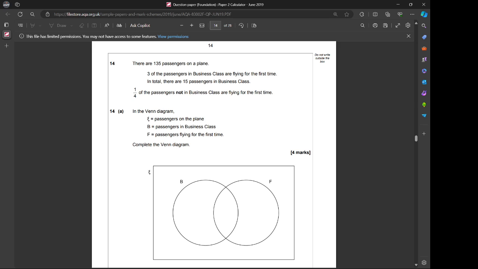It says there are 135 passengers on a plane. 3 of the passengers in business class are flying for the first time. In total, there are 15 passengers flying in business class. 1/4 of the passengers not in business class are flying for the first time. 14A, in the Venn diagram, epsilon is the whole set, a set of everything.